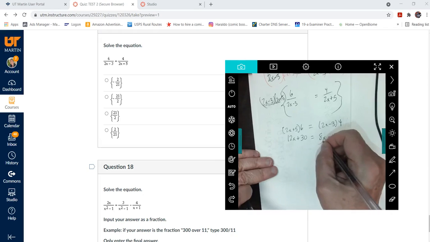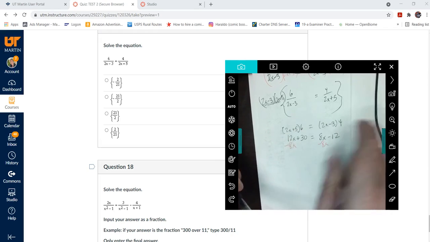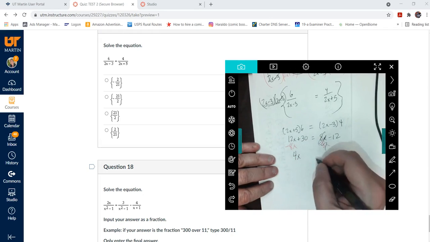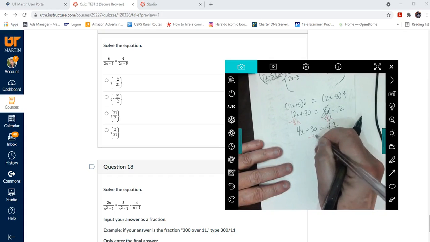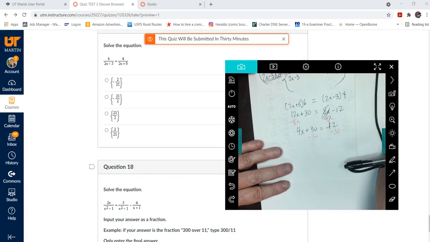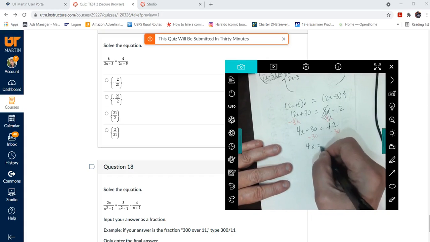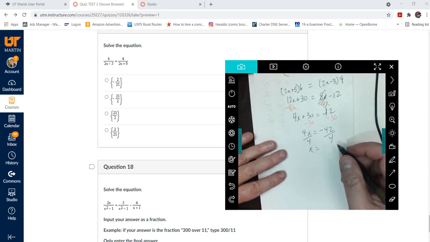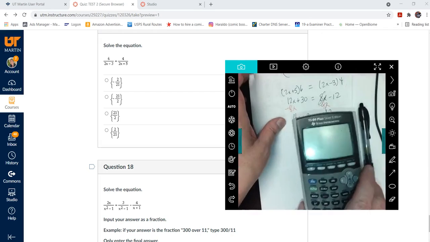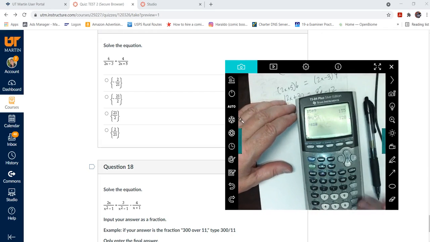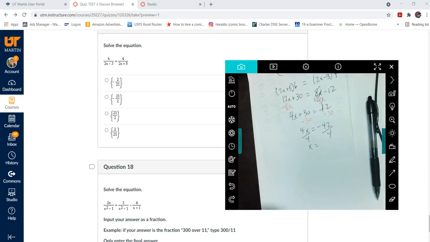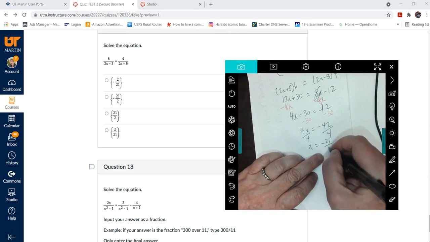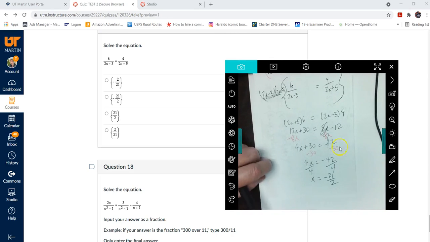Let's subtract 8x from both sides. And let's subtract 30 from both sides. So I have minus 42. So x is going to be negative 42 fourths. And press math and then enter to get that into lowest form. So negative 21 halves. And so that's matching up with that second one there.